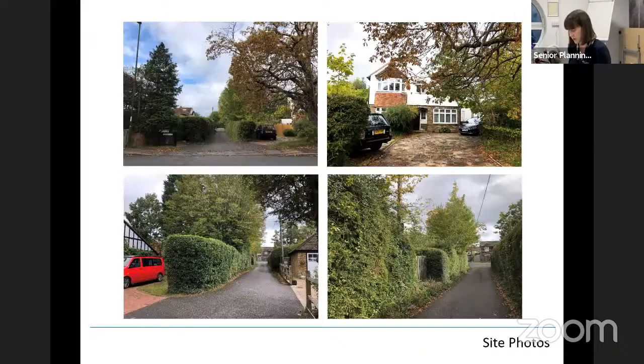So just taking you through some photos of the site. The top left-hand photo shows North Heath Close as viewed from North Heath Lane, and the application site is on the right-hand side in this kind of location. The top right-hand photo is Field Fair, so the host property, and the new dwelling would be located within the side garden area of that property. The bottom left-hand photo is taken from midway down North Heath Close, looking back towards North Heath Lane, and the application site is on the left-hand side of the road in that kind of location. And the bottom right-hand photo shows the approximate position of the access into the site.